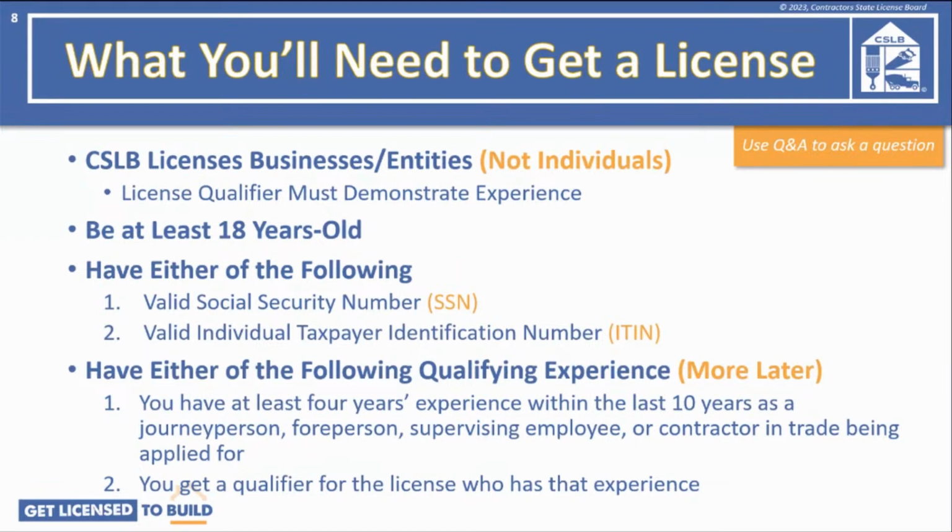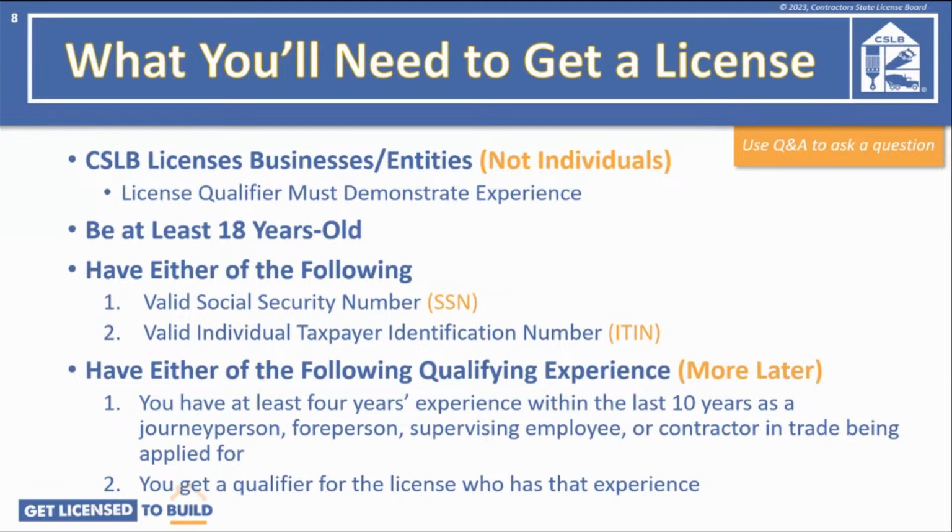So, what do you need to get your license? First, it is important to understand that CSLB does not license individuals. We license companies or businesses, also called entities. Many entities are one-person operations, but know that every entity, even a one-person operation, must have a qualifier. That's someone who has the minimum experience and is responsible for the operations of the company.